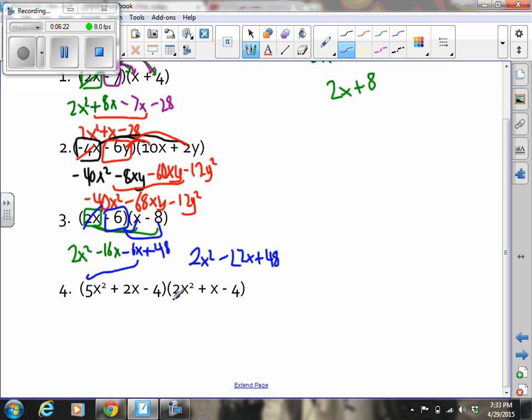Okay, I look at number 4, and it doesn't have 2 terms in the front, it has 3. So I've got to do distributive property 3 times. We're going to take 5x squared, we're going to distribute it to this entire polynomial here.